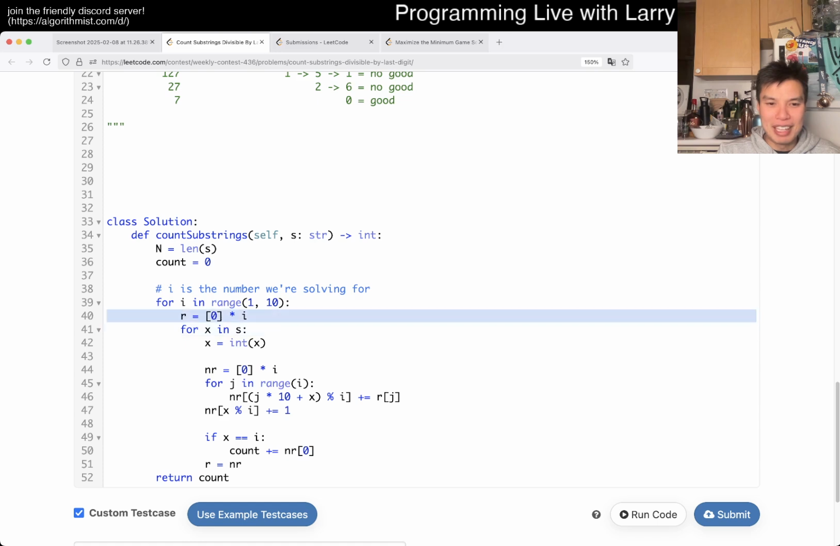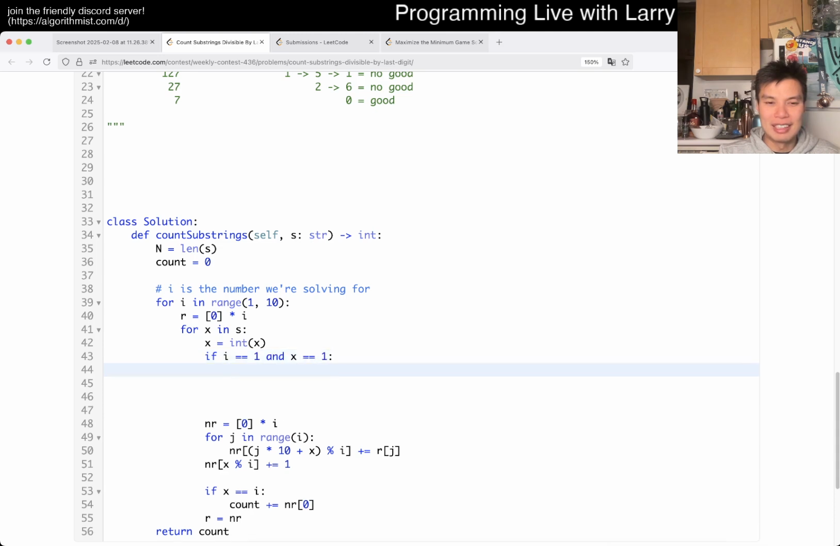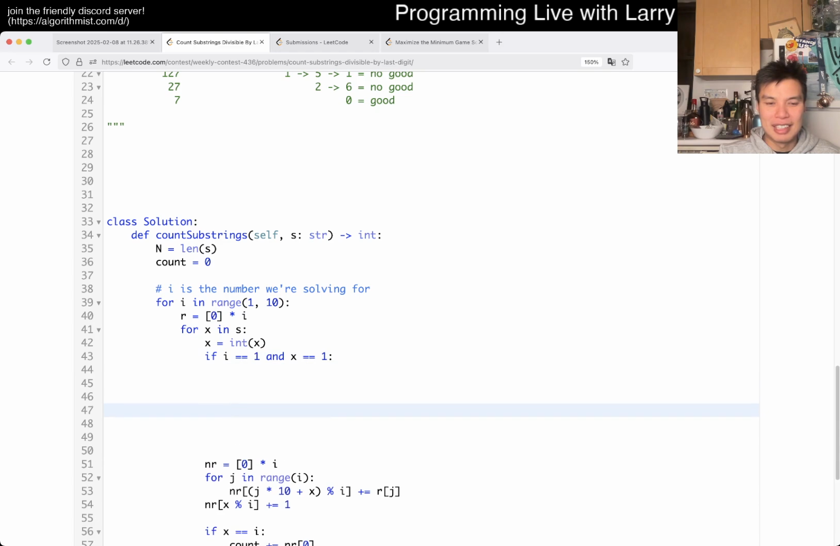Maybe we can allocate this, but just ignoring it. So if I is equal to 1 and X is equal to 1, then we just continue, right? In this case, I guess you have to add the number of prefix in this one, right? So maybe just go ahead index, right?